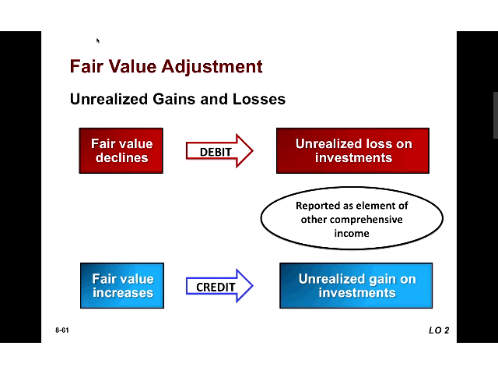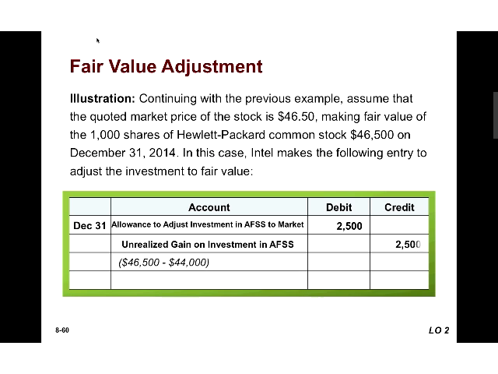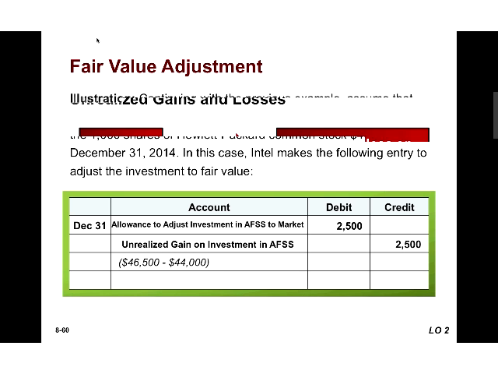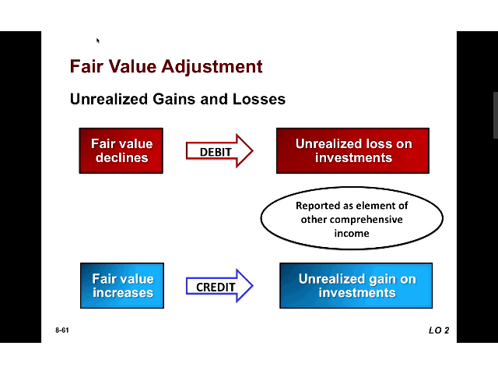This is an either-or thing. When you look at an investment, it increased in value or it decreased in value. So you either add the gain or subtract the amount of loss to get the value of your investment. Now the difference, like this journal entry that we just did, the $2,500 unrealized gain on investment, is not part of net income. That's part of something reported as an element of other comprehensive income.